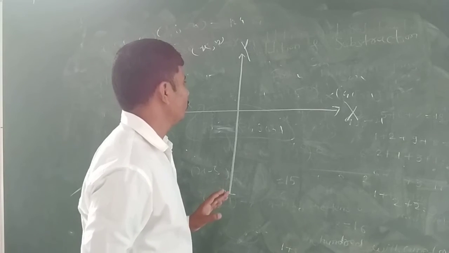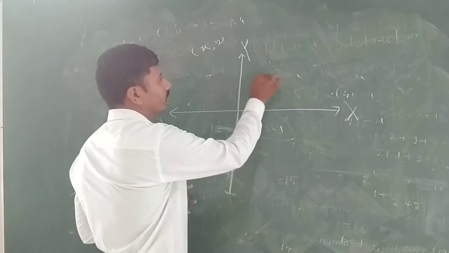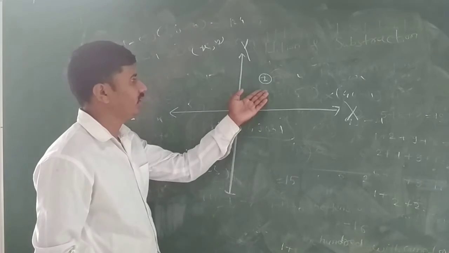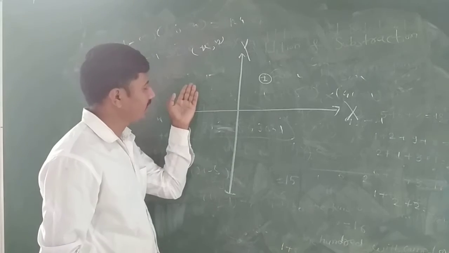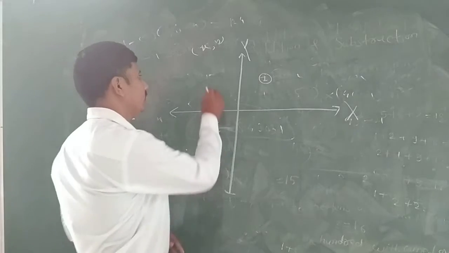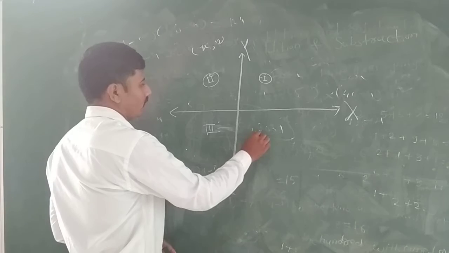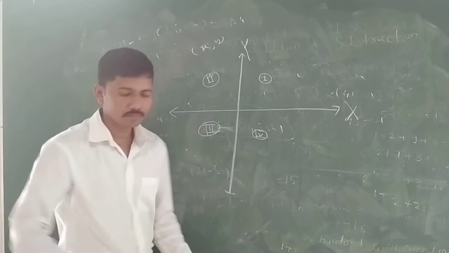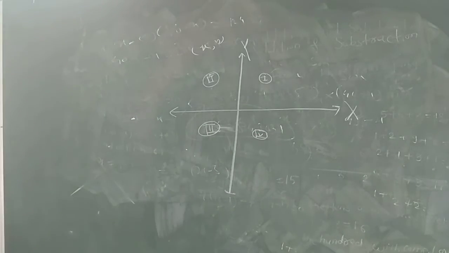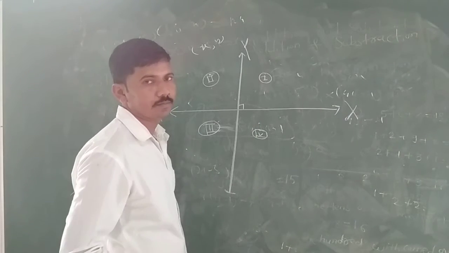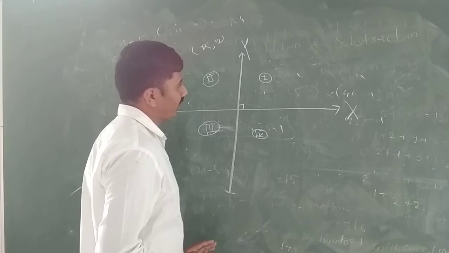Okay, so this is the first quadrant. We have to go anti-clockwise. We have to consider this as the first quadrant, this is the second quadrant, third and fourth. First, second, third and fourth quadrant. Keep this in mind. The angle between the x-axis and y-axis is 90 degrees.